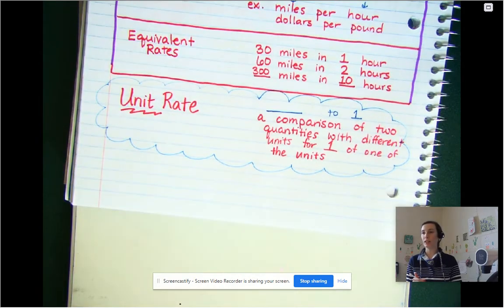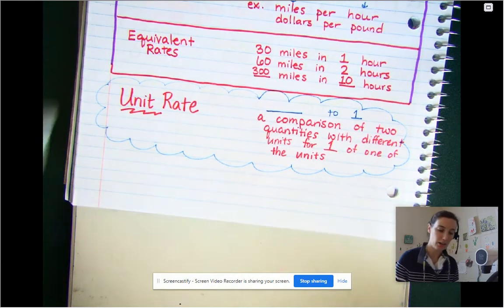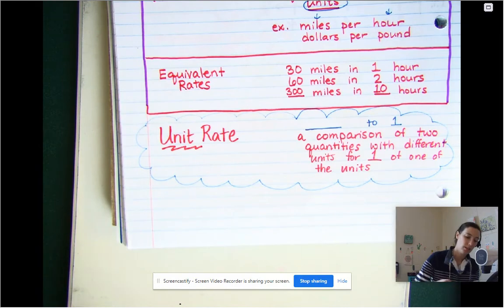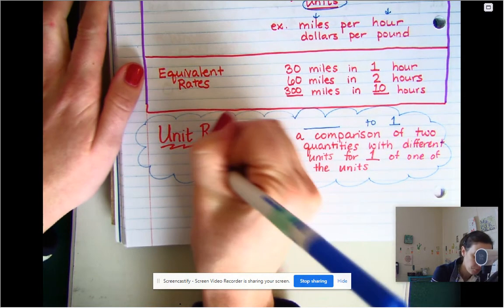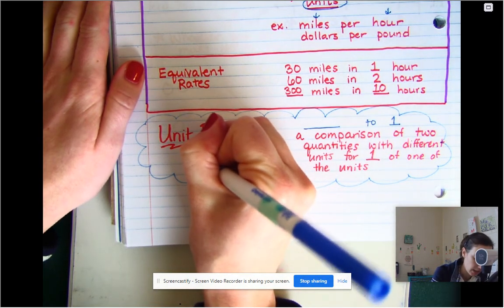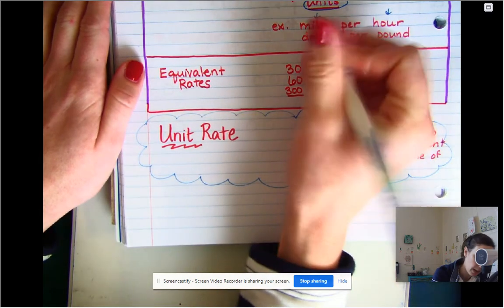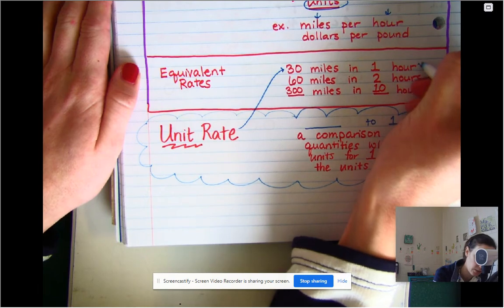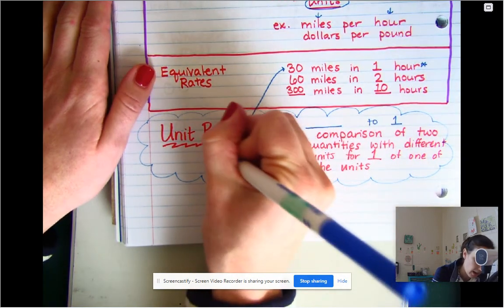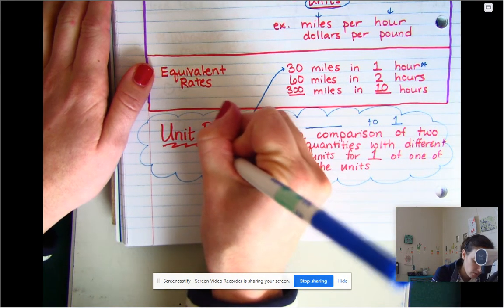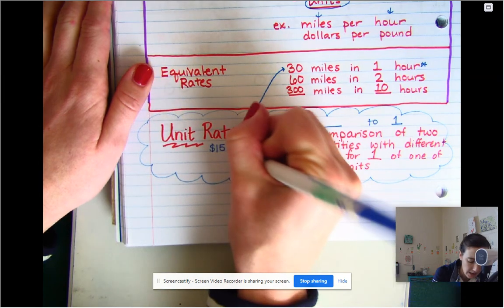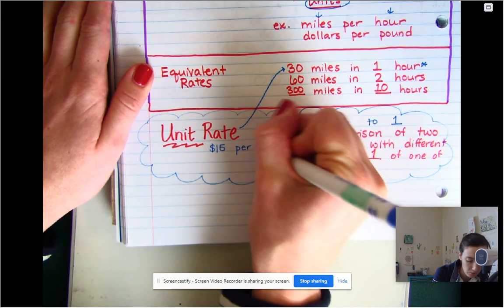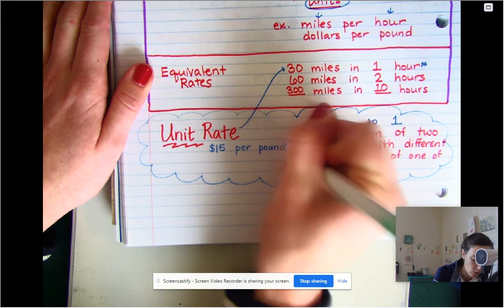So really quickly, let's write a couple examples of unit rates. What did I just say? I said 30 miles to 1 hour. We already have that one. Maybe I'll just draw an arrow to that one. It gets a special star. What did I say? $15 per pound. If it's per pound, that means 1 pound.